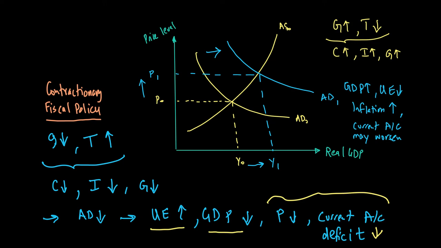Now, we call fiscal policy a demand side policy because you can see that it is trying to manage demand in an economy. Contractionary fiscal policy may make the AD curve fall, and expansionary fiscal policy may make the AD curve go to the right. And that's why these are what we call demand side policies rather than supply side policies.